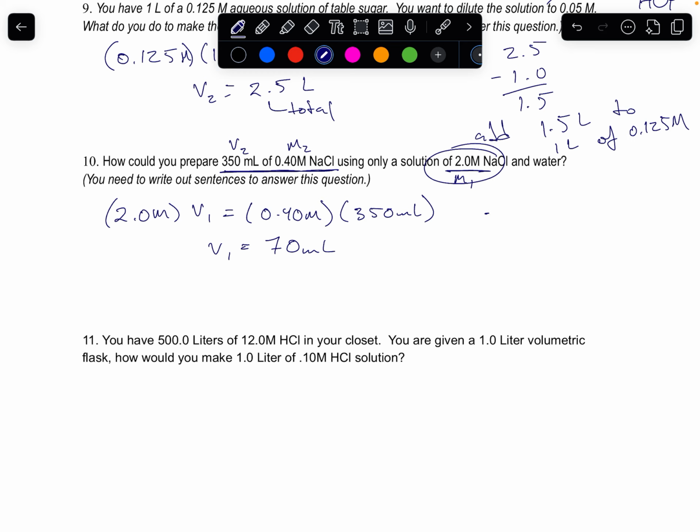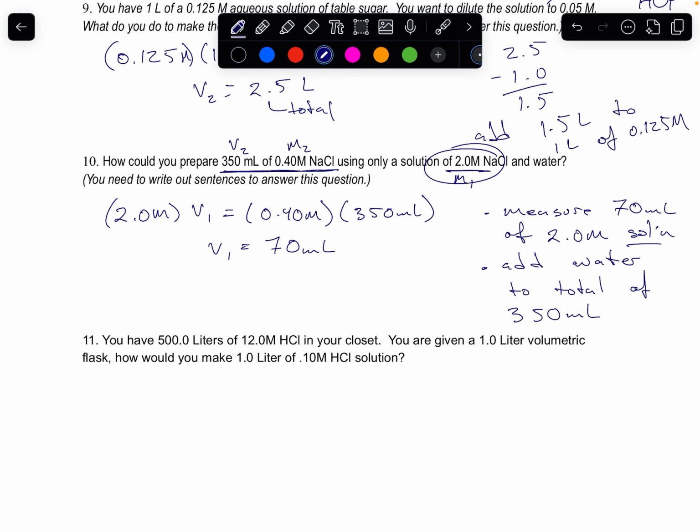So I would say we would measure 70 milliliters of the 2 molar solution, and you can abbreviate solution SOLN like that. Then we're going to add water to a total of 350 milliliters. So 350 milliliters total. That's how I would describe that one. That tells me how much of the original one to start off with and how to make it into that diluted solution.